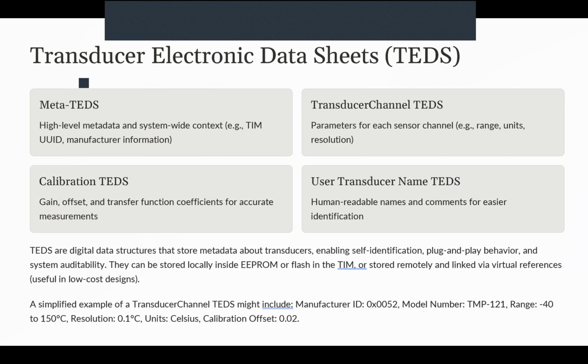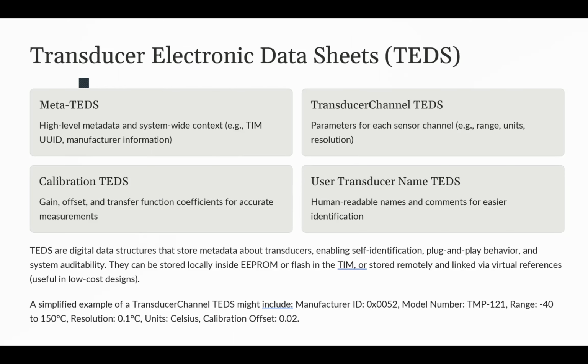Now, we introduced the TEDs and we said, okay, the TEDs include the identification data, characteristics of the TIMs, the transducers, and basically all the information that the system needs to identify and validate each TIM. But TEDs could include several types of data.